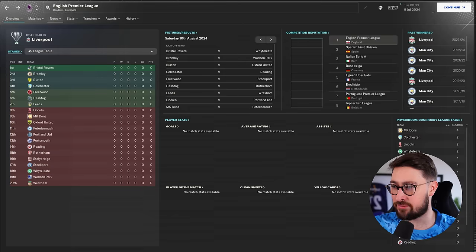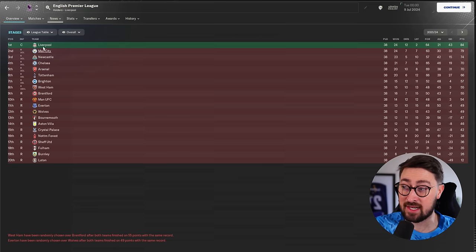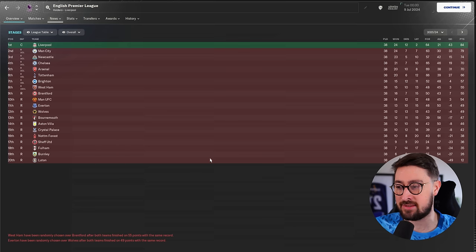Maybe we'll just scroll through the different leagues as well, because from last season, this is the Premier League, and as you can see, we have got ourselves a Premier League table where everybody has been relegated, including Liverpool, who have won this league after winning 24 of their games and getting 84 points. Luton, still struggling, got themselves 12 points there. Everyone has now been relegated.